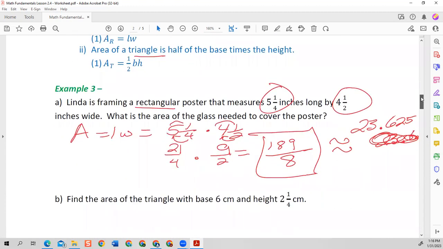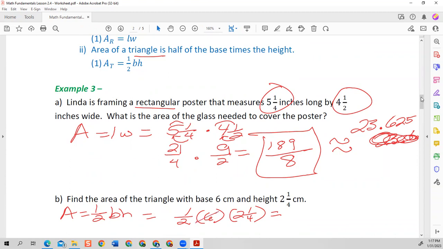So now let's do the area of a triangle. The area of a triangle formula is going to be A equals half of the base times the height. All right, so we have a base of 6. So I got half times 6 times 2 1/4. You got 2 choices. You can go ahead and reduce the 6 and the 2, then multiply it however you want. I'm going to go ahead and reduce it.